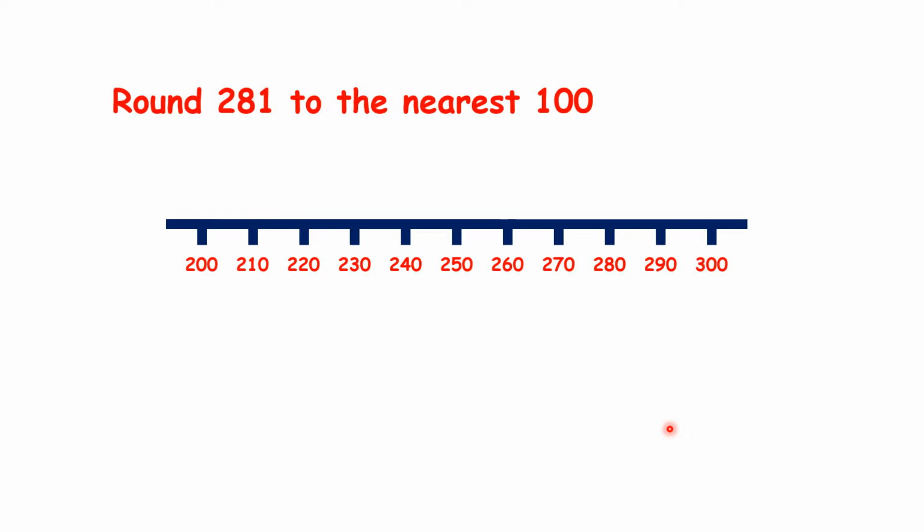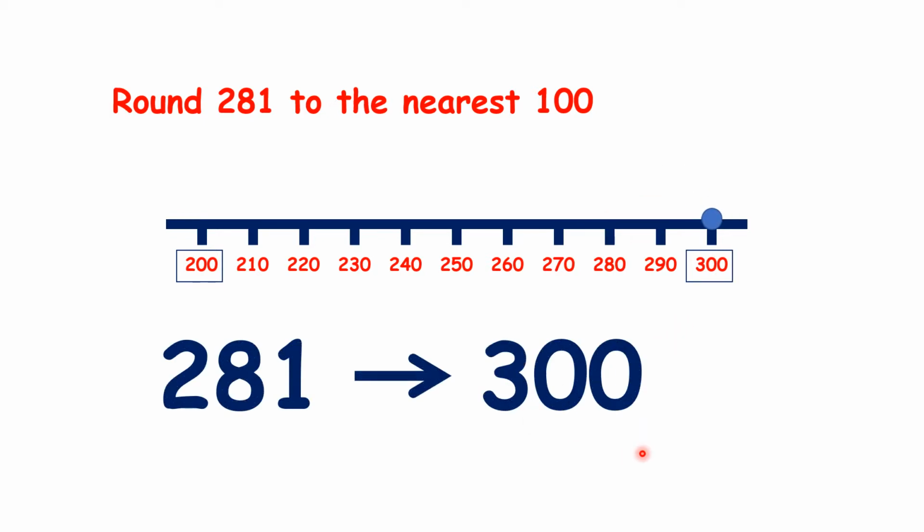Round 281 to the nearest 100. 281 is closer to 300 than 200, so we round up to 300. And even if we didn't have a number line, because we have an 8 in our tens digit, we know that we need to round up to the next 100.